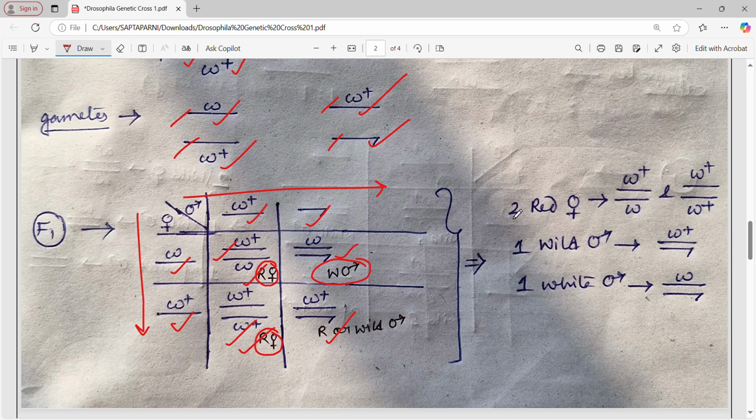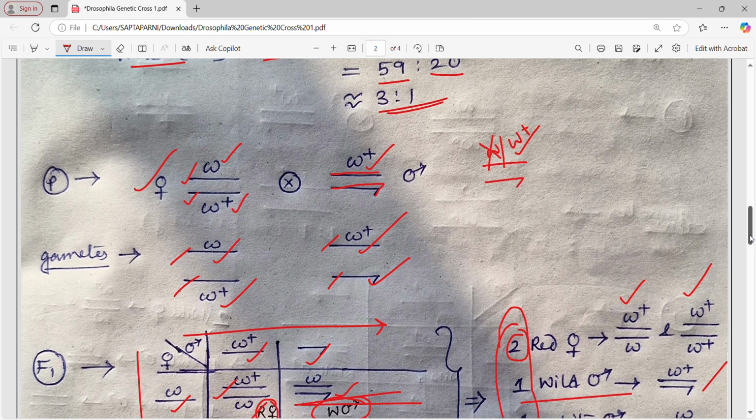Okay, so 2 red females are here and these are the 2 genotypes of them. Then there is a wild type male. You can see this is the wild type male, so it is the genotype of that, and there is another white male. So this is the genotype of white male. So there is a 2:1:1 ratio of these 3 progenies in F1 generation.